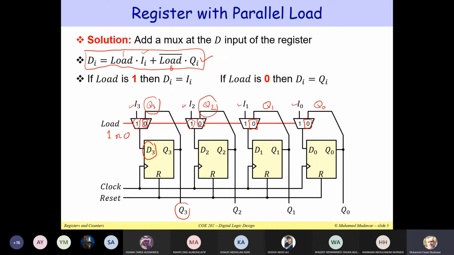Knowing how to write the equation for a multiplexer makes this very easy. So if load is equal to 1, then D_i becomes the external input, I sub i. And if load is equal to 0, then don't load anything, and D_i becomes Q_i. So basically, we are not going to change anything. You are feeding the output back to the input, and this will change nothing. As I said, these registers are used a lot. They have many applications. When we would like to design CPUs, people use registers a lot in design.